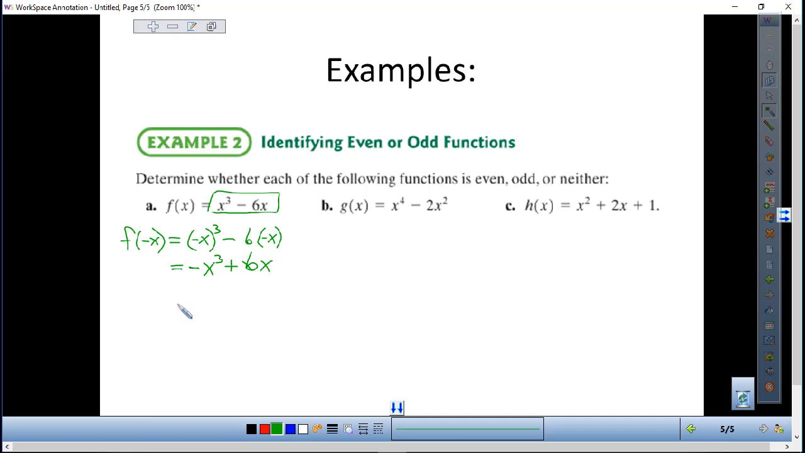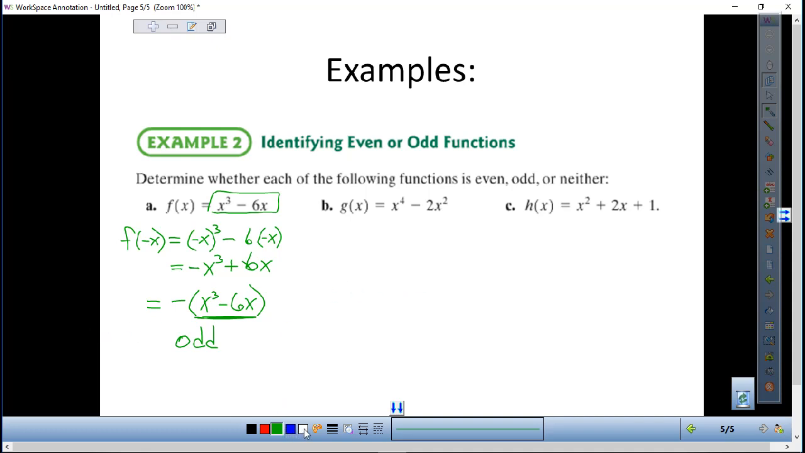Okay, so then what you want to do is you want to factor out a negative. So if I take a negative out of this term and this term, what do I end up getting? I get x to the third minus 6x. Okay, now what you ask, is this thing in the parentheses the same thing that I started off with? In this case, it is, and we got the negative out front, so what does that mean? That means this is an odd function. Here's my f of x. Here's my negative f of x that I get when I plug in a negative x. Ta-da, easy.